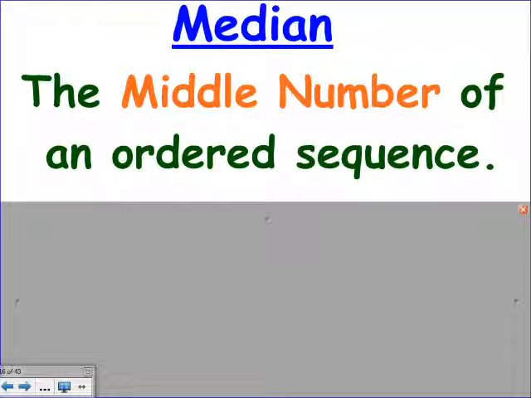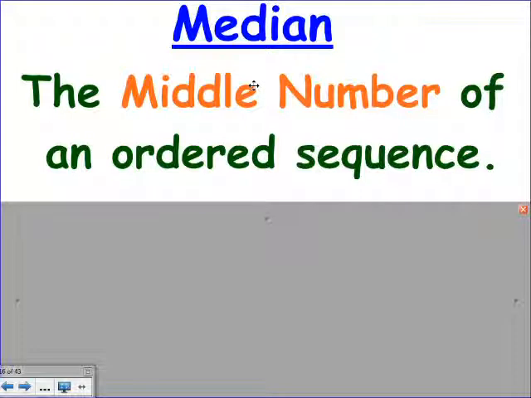Right. What's the most important thing when you think of a median? What alarm bells are going to go off in your head from now on when you see a median question? What's the first thing you think about when you're trying to find the middle? Yeah? But there's 2 middles.